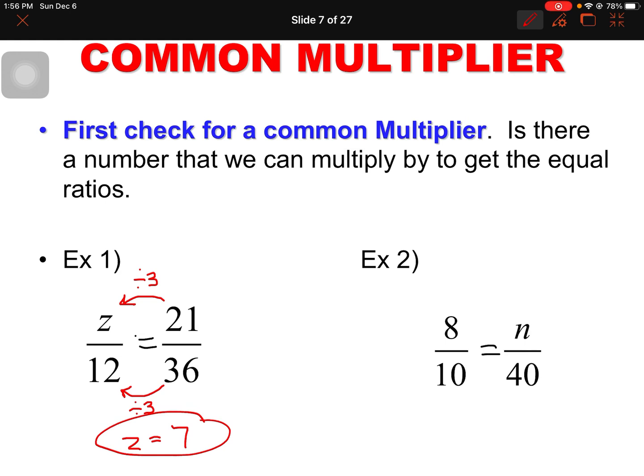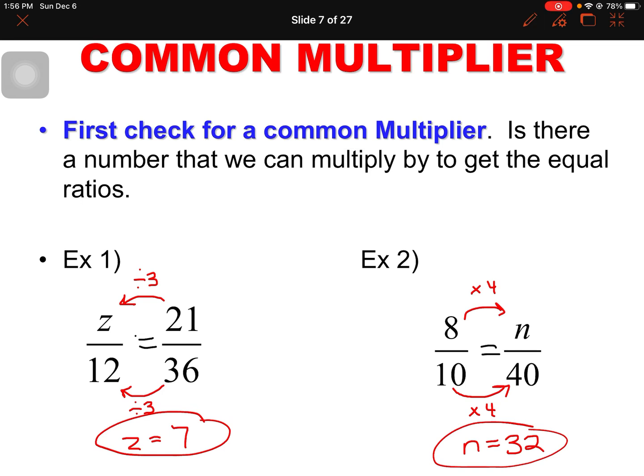If I look at example 2, this is using common multiplier. So we're going to check, can I think of something? 10 times what gives me 40? Well, 10 times 4, that's nice and pretty. And 8 times 4 would be 32. So n is equal to 32. That is the value that makes this proportion true. So 32 to 40 is the same as 8 to 10. If we were to simplify those, we'd see that they both would simplify down to 4 to 5. Okay, so that's method 1.